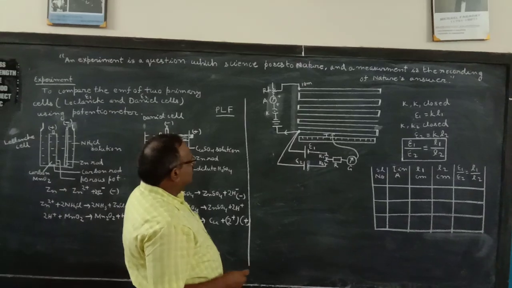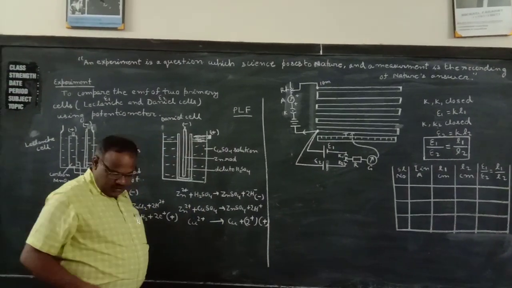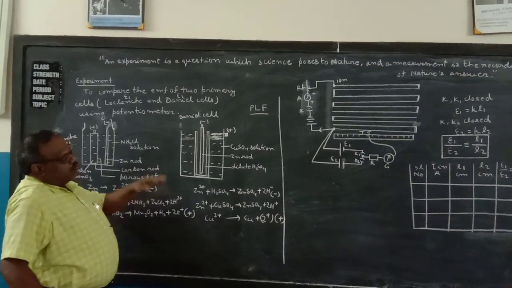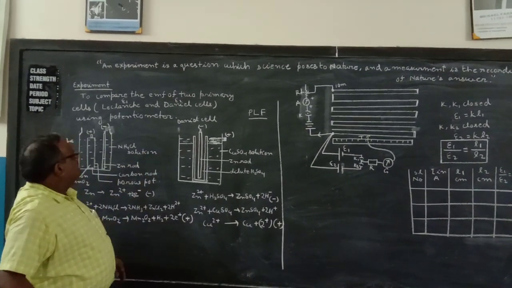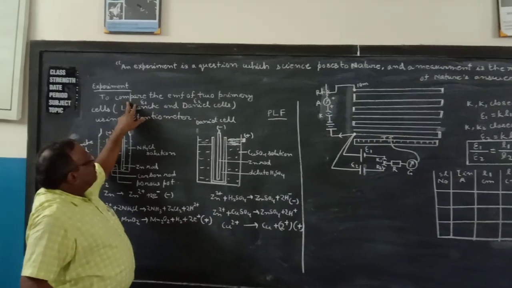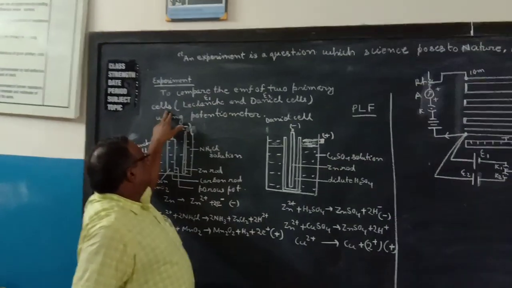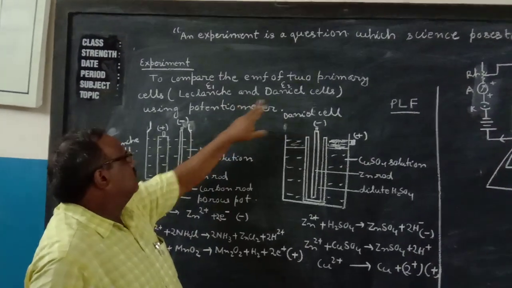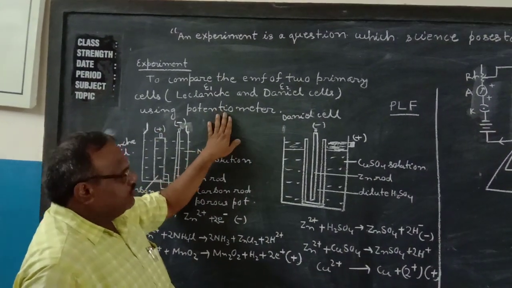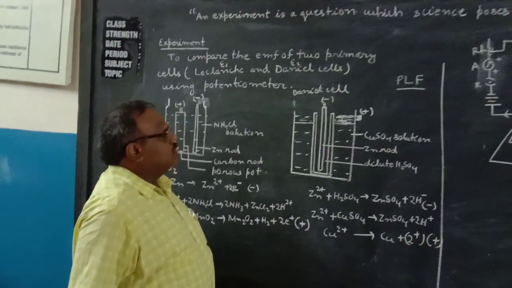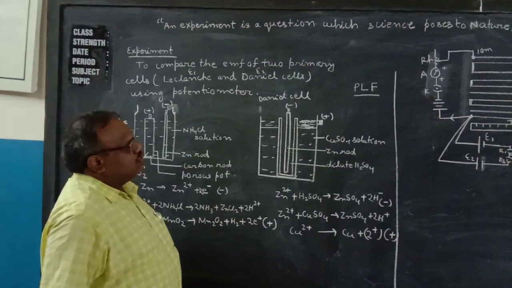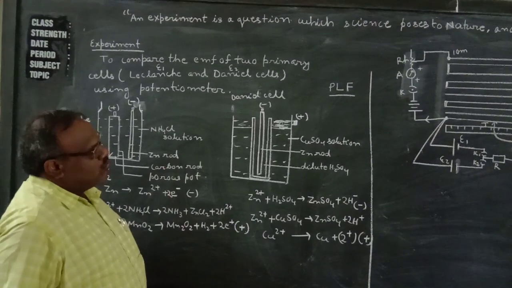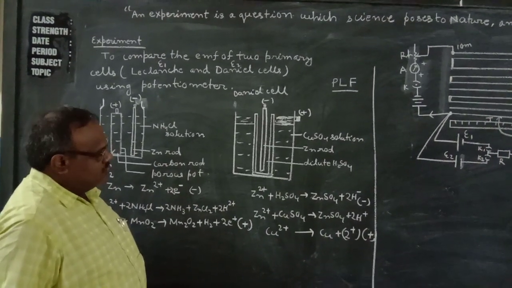So here there is an experiment in the class 12 syllabus, and it is a very important experiment in theory also. That is to compare the EMF of two primary cells. One I have taken is a Leclanché cell, another is a Daniell cell, using a potentiometer. Because in current electricity, students already know what a potentiometer is and have read these things. But let us see how the experiment can be done.